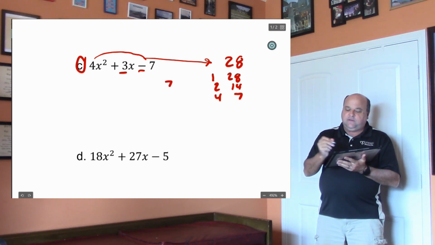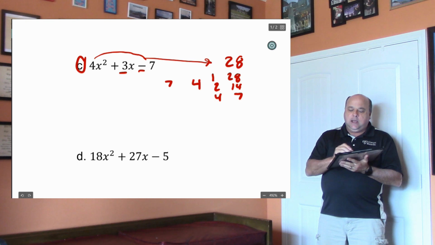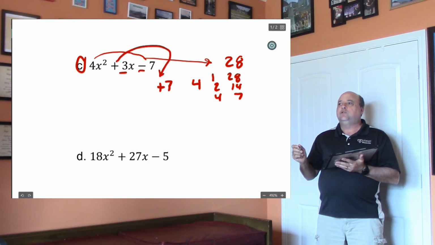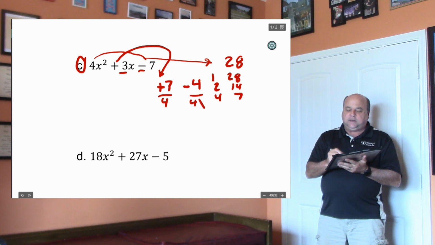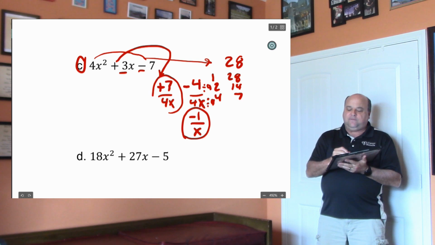So I'm going to put the 7 first and the 4 second, and then this sign always goes to the biggest number. So I have my plus 7, and then I'm going to put a negative 4, and then underneath here I'm going to put 4x and 4x. This won't simplify, but this one will. Divide by 4, and I'll get negative 1 over x. This right here will be a factor, and this will be a factor.